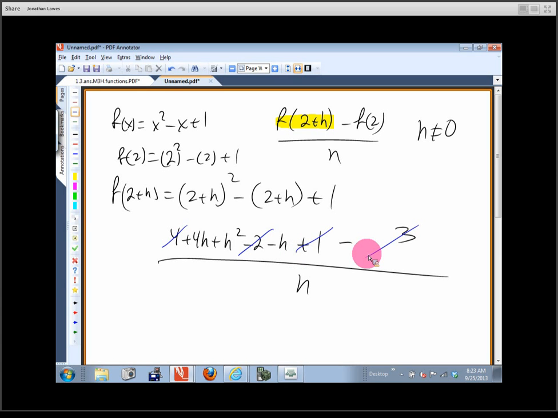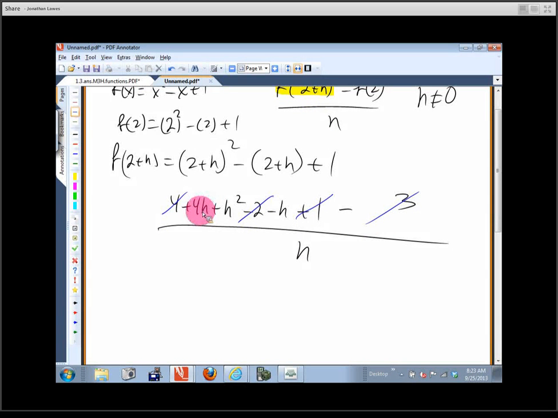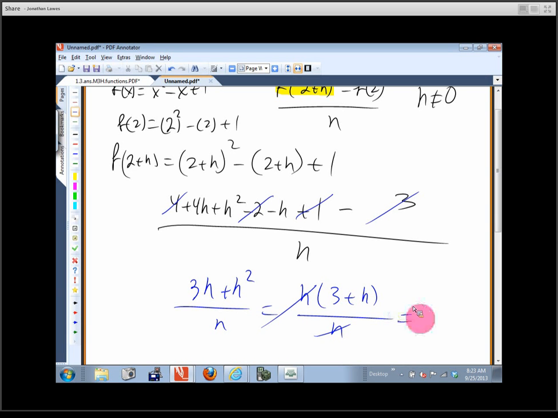The numbers completely go away. And then what I've got is 4h minus h, so that's going to be a 3h, plus an h squared over h. And what do we notice about that? Yeah, you can factor that. We've got a common factor of h in each one of these, so this is going to be 3 plus h, all over h. And then I can cancel those off. So the answer on this one is 3 plus h. Any questions there?